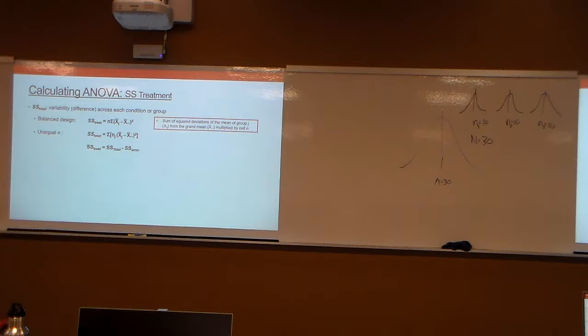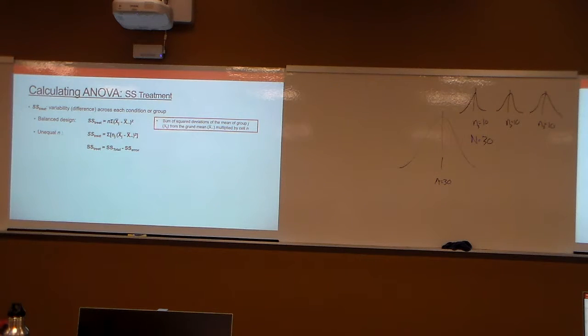In this case, we have a balanced design with 3 groups and 5 people in each group. What I would do is take the mean of group 1, subtract it from the grand mean, square it; the mean of group 2, subtract it from the grand mean; the mean of group 3, subtract it from the grand mean. Add up those squared values and multiply that total sum by 5, since there are 5 people in each group. That gives me my sum of squares treatment for my balanced design.